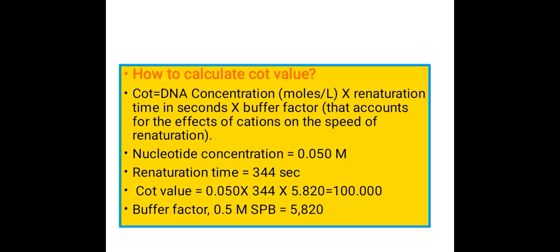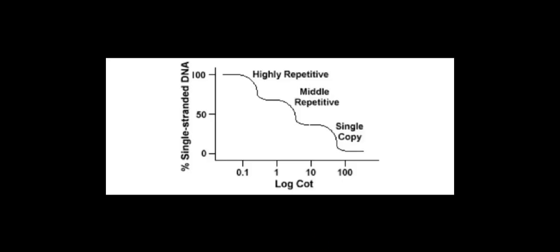How to calculate Cot value? Cot is equal to DNA concentration in moles per liter times renaturation time in seconds times buffer factor, that accounts for the effect of cations on the speed of renaturation. Example: nucleotide concentration 0.050 M, renaturation time 344 seconds, Cot value like this. Buffer factor 0.5 molar SPB.